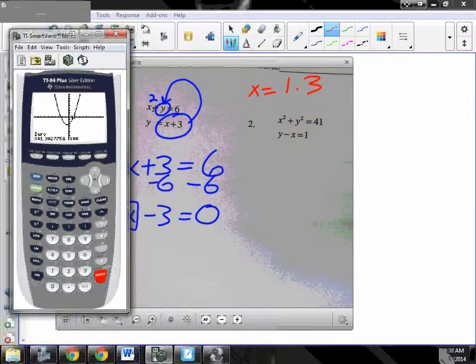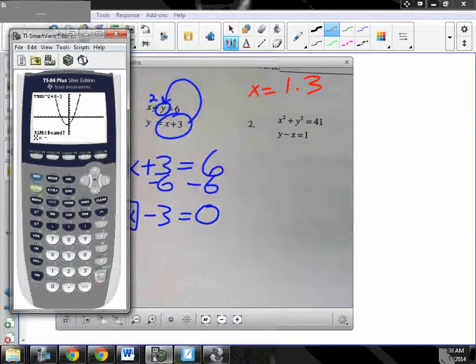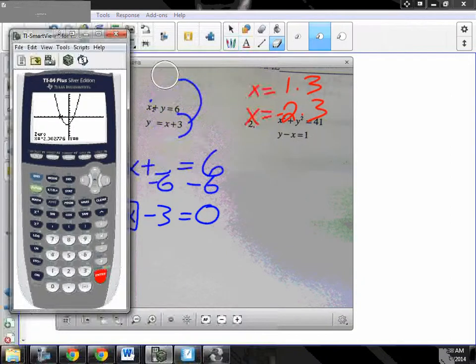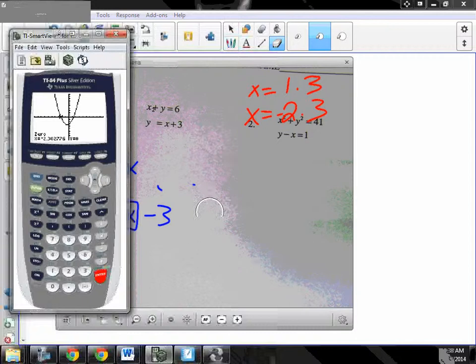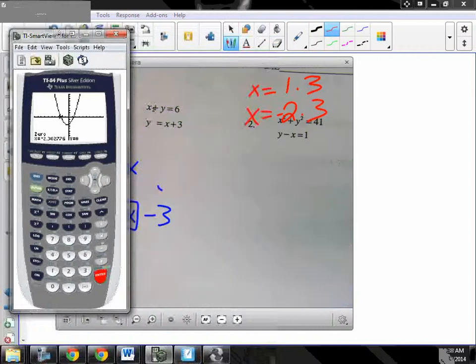Now I'm going to find the other one. Second, calc 0. It looks like it's negative 2.5. So I'll set my right bound and my left bound and my guess. And I get x equals negative 2.3. Okay? Am I done? No, those are only the x values of the intersections. So now I need to find the y values.